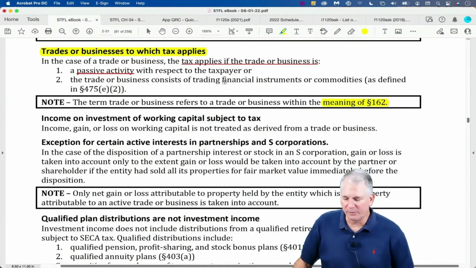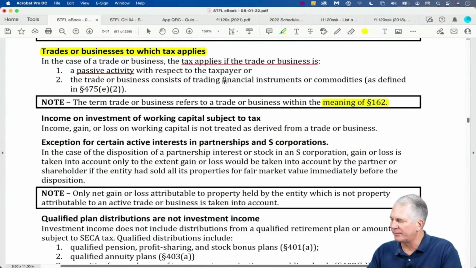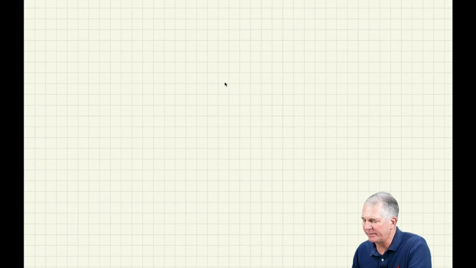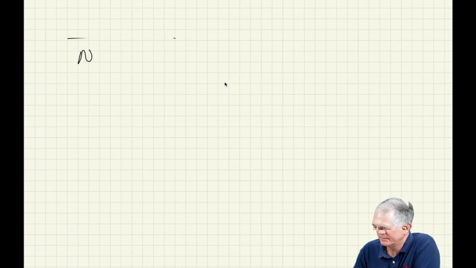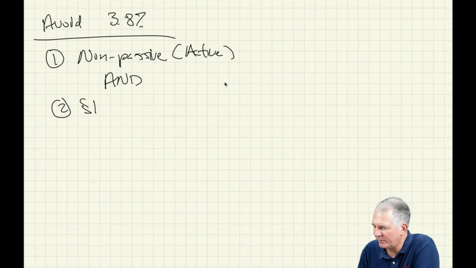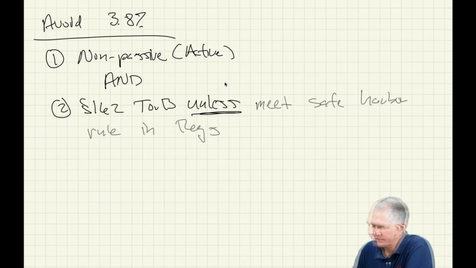All right, so what I'm going to do is show you how to avoid the 3.8. And I do this in every one of my classes that I teach. I put this up just as a good review. At the individual level, to avoid the 3.8% tax, we've got to show a couple things. One, you've got to show something's non-passive at the individual level. A lot of people will say active. And two, it's got to come from a Code Section 162 trade or business. And this is unless, this is key, you meet a safe harbor rule in the regs.